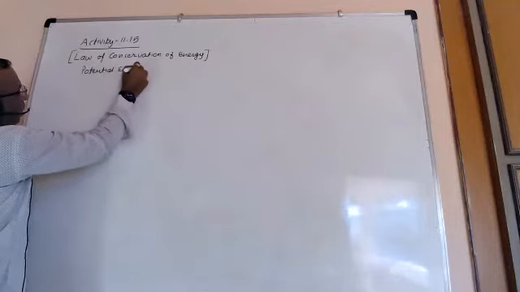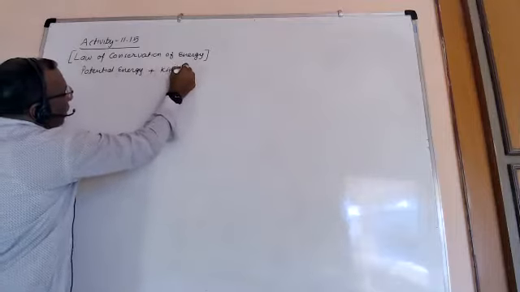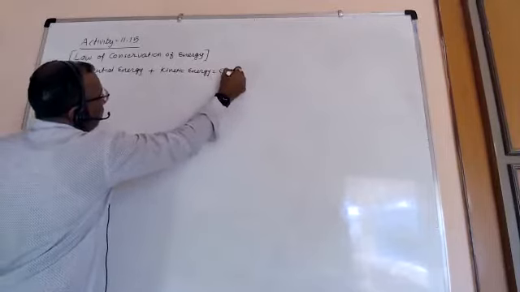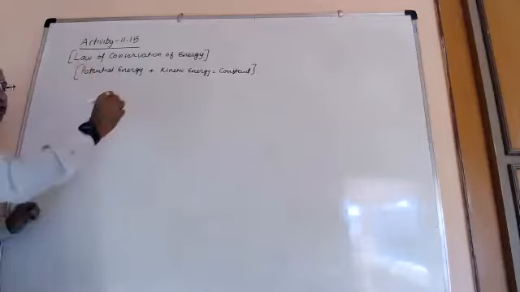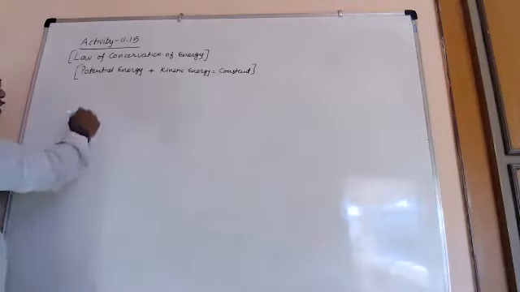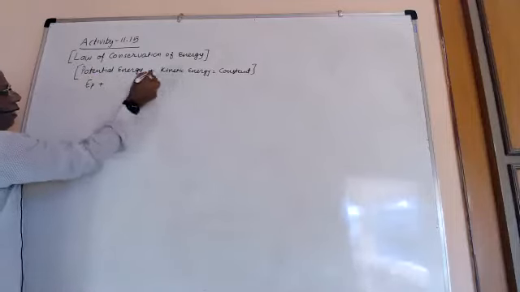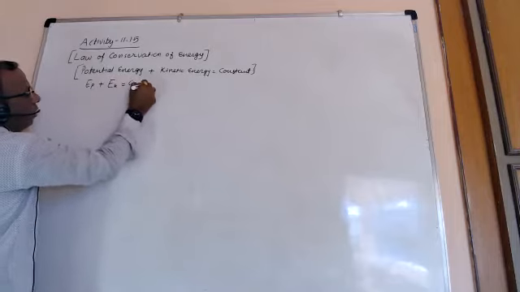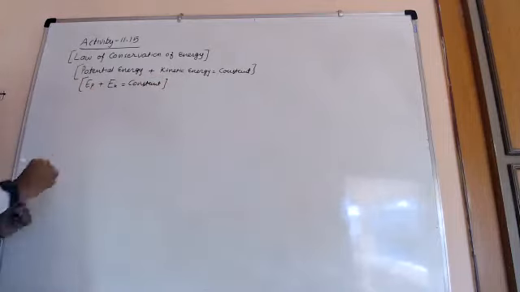potential energy and the kinetic energy is constant. So this is the actual law of the conservation of energy. Potential energy is known as EP and kinetic energy is known as EK, and the constant value we get. So this is one thing.